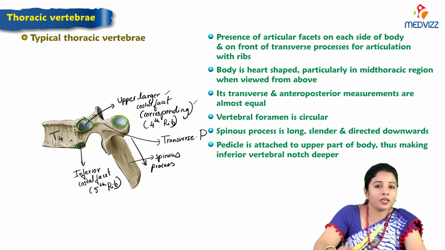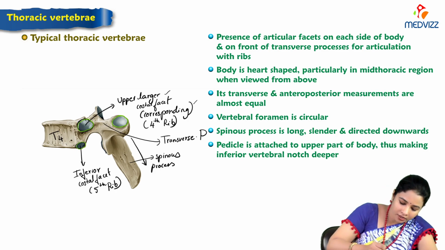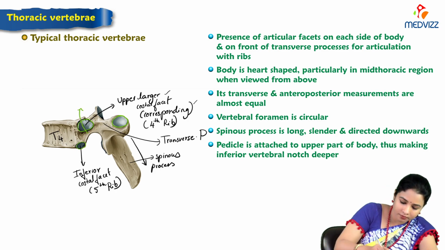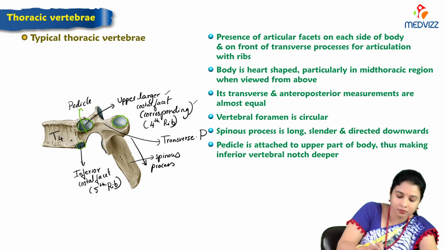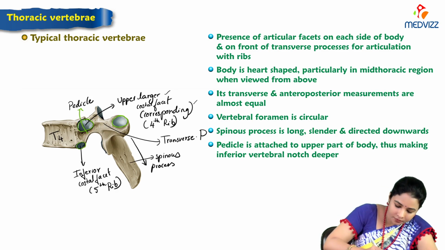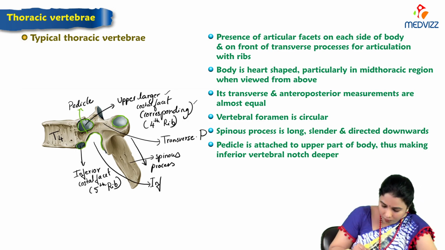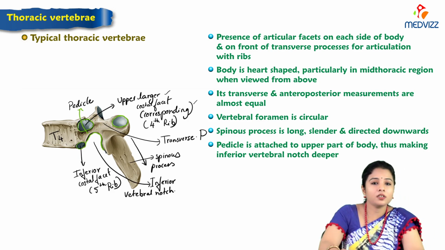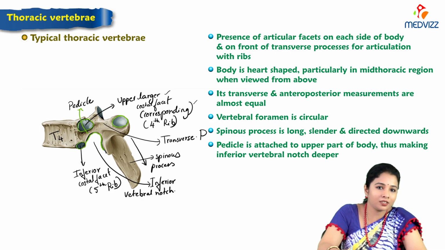And the pedicle is attached to the upper part of the body, thus making the inferior vertebral notch deeper. So here is the pedicle. The pedicle is attached to the upper part of the body, making the inferior vertebral notch deeper. This is the inferior vertebral notch, which is deeper. So these are the common features of a typical thoracic vertebra.